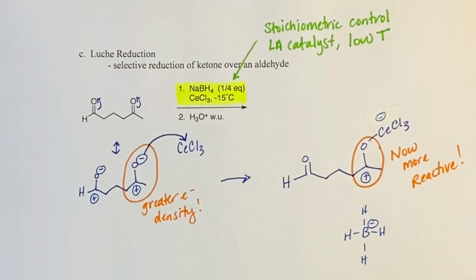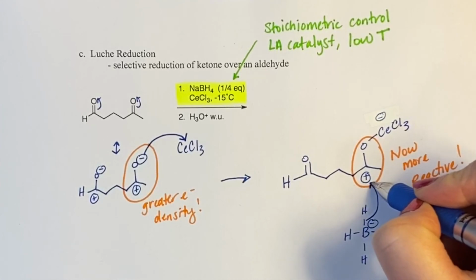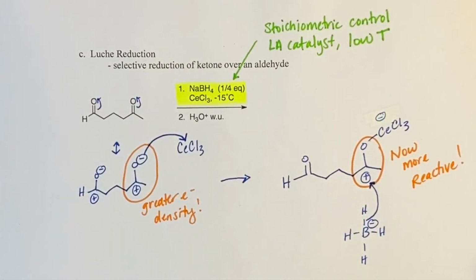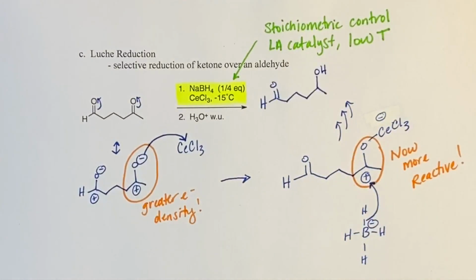So now my borohydride ion is going to send one of the hydrides to that more reactive carbon, which is now the carbon of the original ketone. And after my acid workup, I've been able to selectively reduce the ketone over the aldehyde using my Lewis acid catalyst, stoichiometric control of my reagent, and low temperatures.